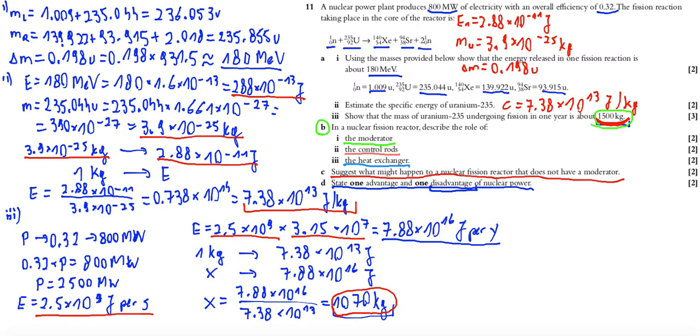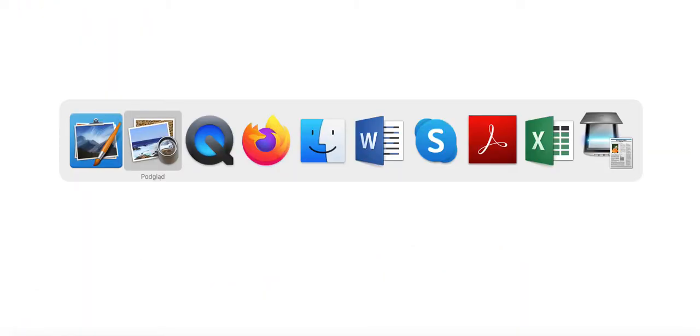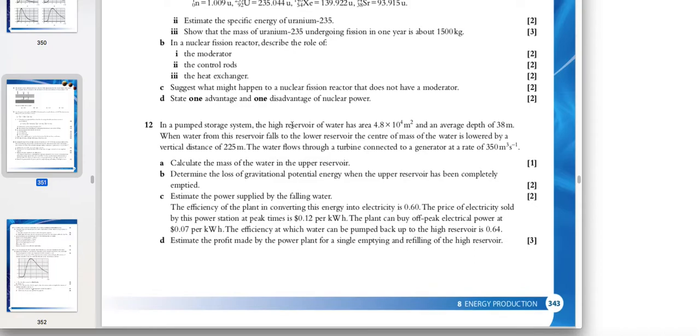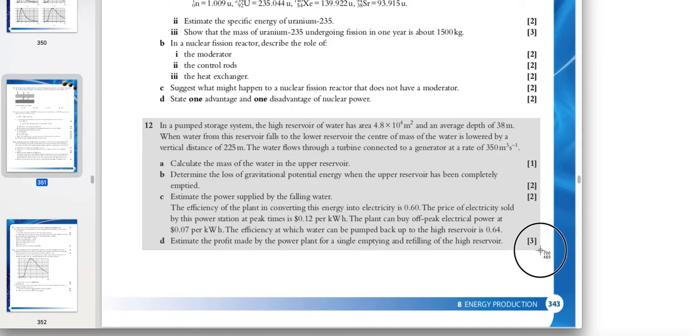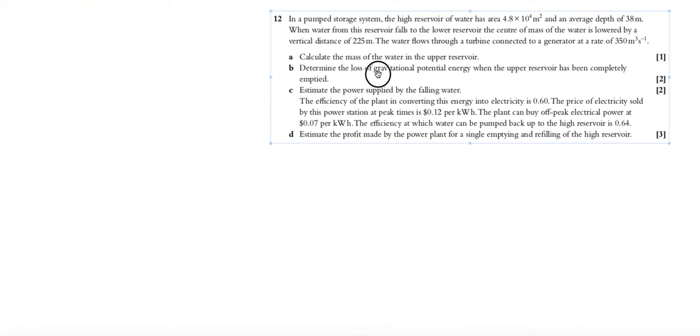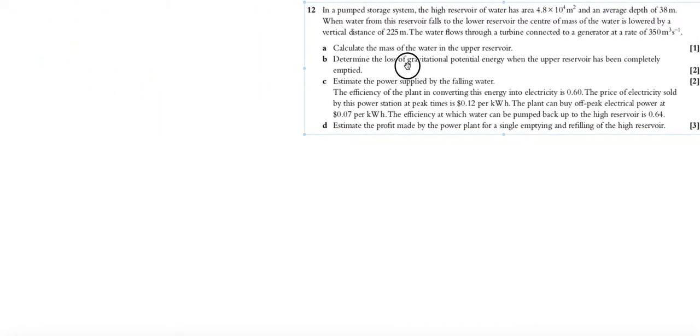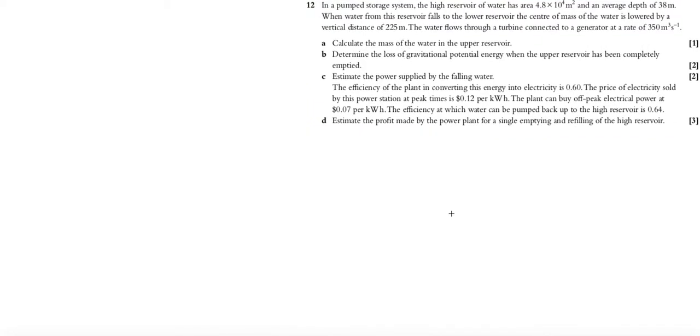I hope it's correct. So let's do the second exercise, exercise number 12, about a pumped storage system. I'm going to do this in the same way. I hope that now there will be no mistakes in the text and eventually no mistakes in my calculations. In a pumped storage system, the high reservoir of water has an area of 4.8 times 10 to the power of 4 and an average depth of 38. When water from this reservoir falls to the lower reservoir, the center of mass of the water is lowered by a vertical distance of 225 meters.